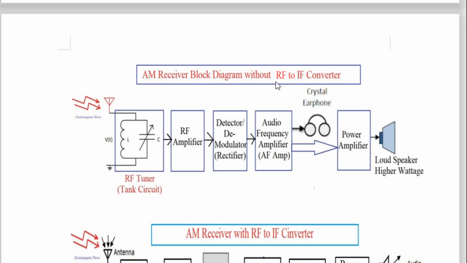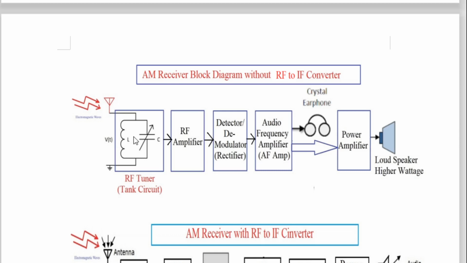Therefore, see the title: AM receiver block diagram without RF to IF converter. RF means radio frequency, IF means intermediate frequency. That you will understand on the next slide. So here that problem is there, and this tuner circuit along with the antenna is called a radio receiver. The tuner circuit is nothing but an LC tank circuit. This is a very basic radio receiver, which is called a crystal radio receiver.